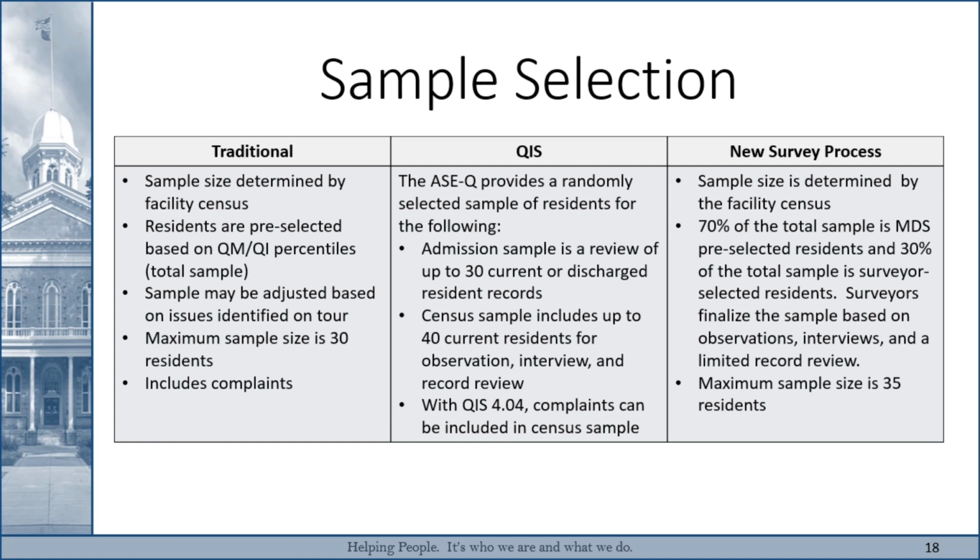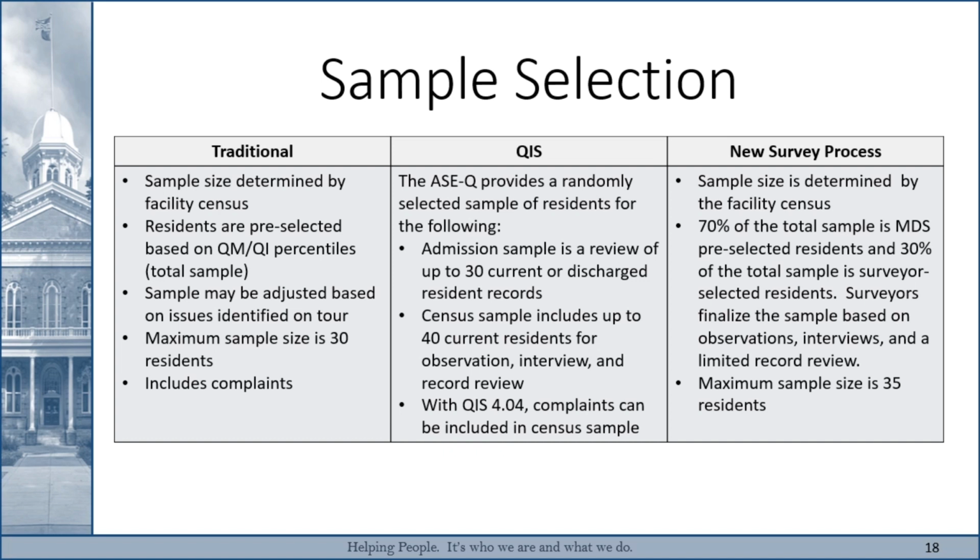With the QIS survey process, the ASEQ provides a randomly selected sample of residents for the following. Admission sample is a review of up to 30 current or discharged resident records. Census sample includes up to 40 current residents for observation, interview, and record review. With QIS 4.04, complaints were able to be included in the census sample.